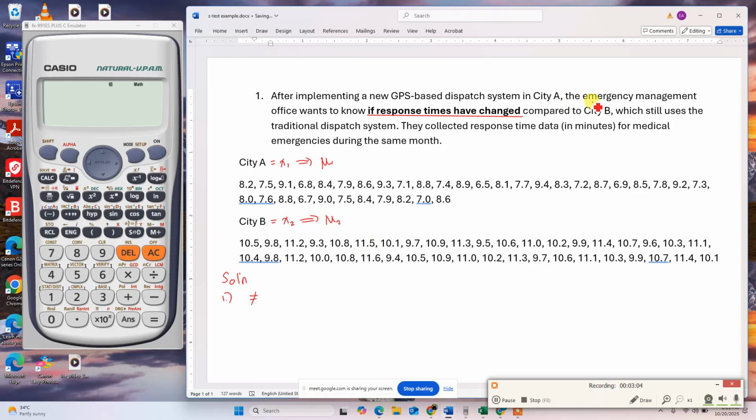So in the statement, the Emergency Management Office wants to know if the response time in CTA has changed compared to CTB. So you have mu 1 is not equal to mu 2. Since you have a hypothesis of not equal, this would be our alternative hypothesis. And our null hypothesis would be mu 1 is equal to mu 2.